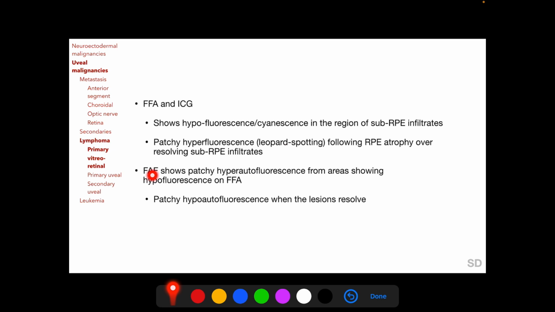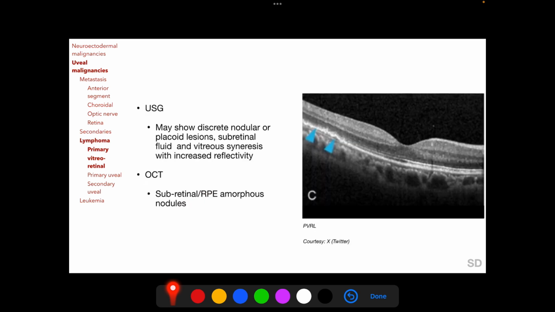Fundus autofluorescence shows patchy hyperautofluorescence from areas of active sub-RPE infiltrates, which show hypofluorescence on fluorescein angiography. And when the lesions resolve with RPE atrophy, we will find patchy hypoautofluorescence on fundus autofluorescence. Ultrasound B scan may show discrete nodular and placoid lesions, subretinal fluid, and vitreous syneresis with increased reflectivity from the vitreous cavity. OCT shows the subretinal and sub-RPE infiltrates as amorphous nodules, as seen here in this photograph.